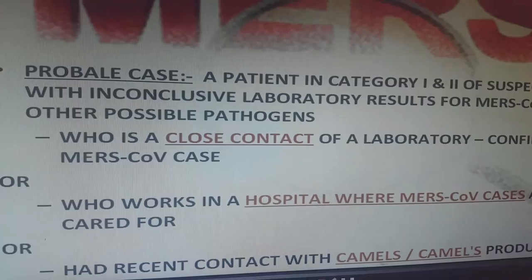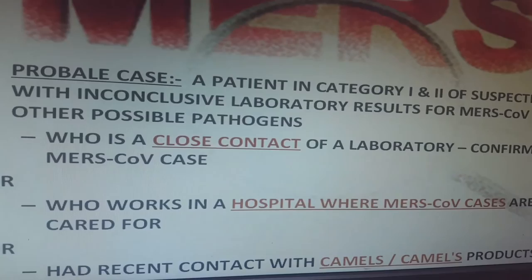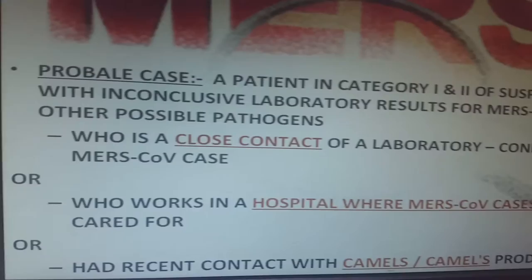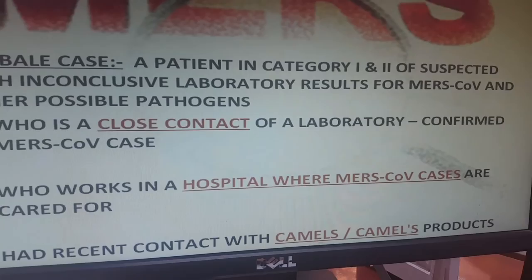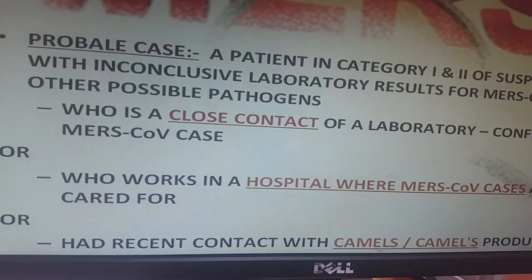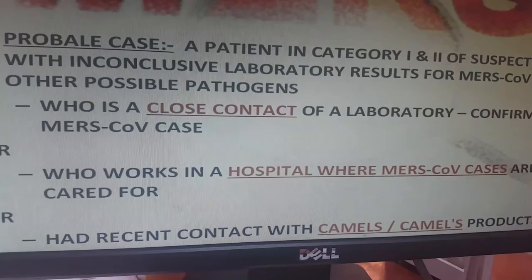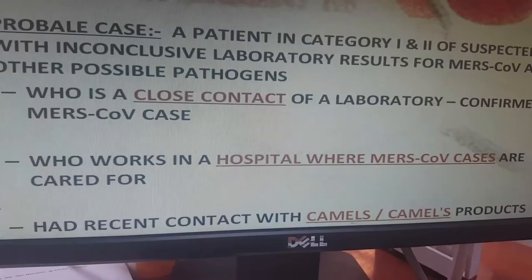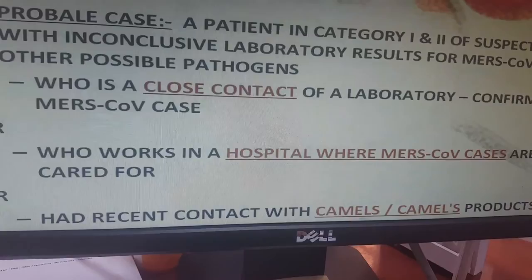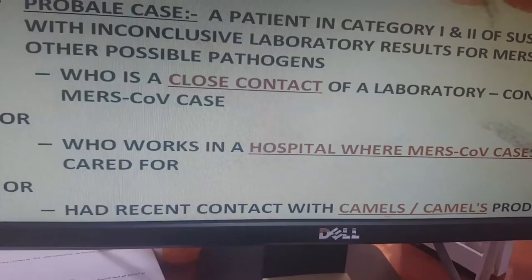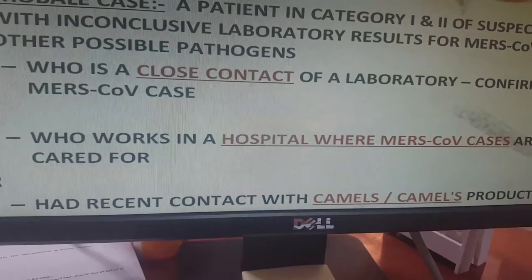A probable case is a patient in category 1 or 2 of suspected cases with inconclusive laboratory results for MERS-CoV and other possible pathogens, who is a close contact of a laboratory-confirmed MERS-CoV case. The patient in close contact with the confirmed case may be a healthcare worker, a nurse, or a doctor; if they get any fever after close contact with the confirmed case, they will be a probable case. Also those who work in a hospital where MERS-CoV cases are cared for, like housekeeping, technicians, nurses, or doctors, or who had recent contact with camels or camel products.